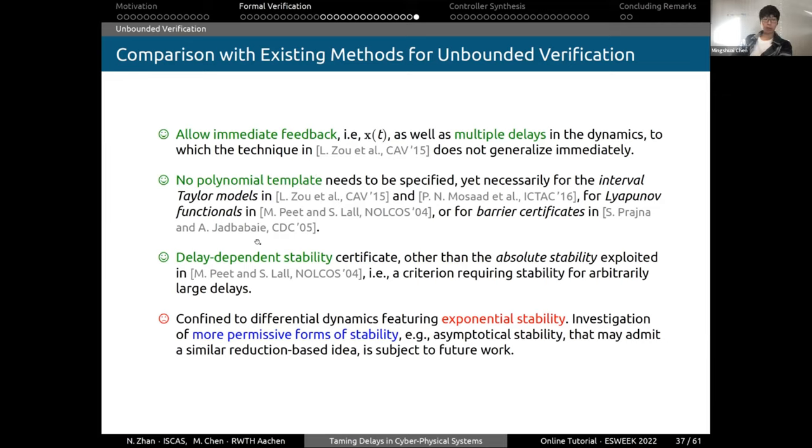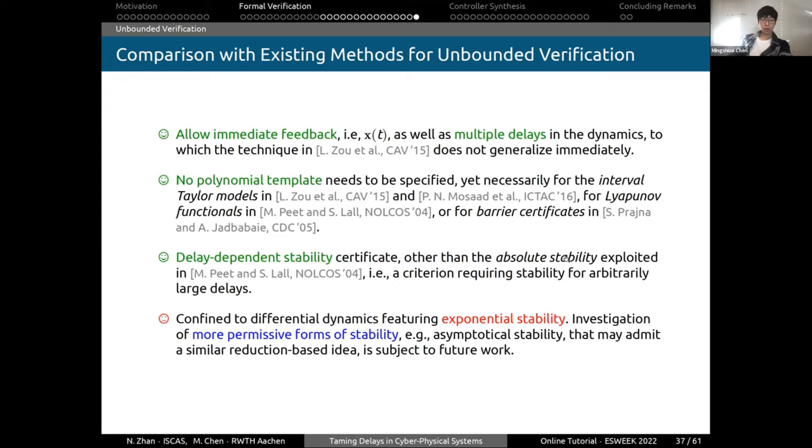Another thing is that we allow delay dependent stability certificate. This basically means our constants K and alpha in our stability certificate are dependent on the delay r. And that means if you somehow vary the delay a bit, then the stability enclosure also changes. However, some existing techniques assume absolute stability, and that means the system is stable no matter how large your delay is. And this is obviously a big restriction.